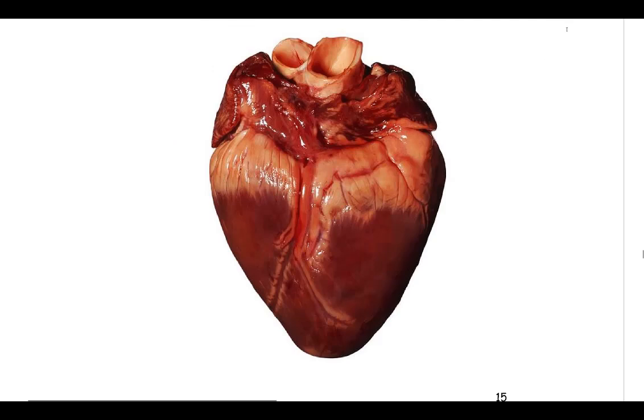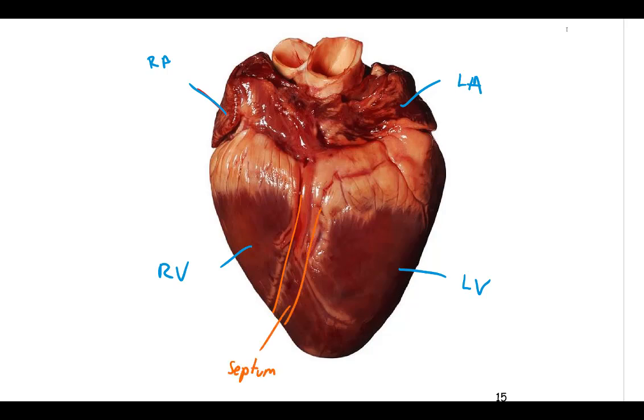If we look at this photograph of the front of the heart, here's our right atrium, here's our left atrium, here's our left ventricle, and there's our right ventricle. So down here is the septum. So what happens is the impulse gets produced here.